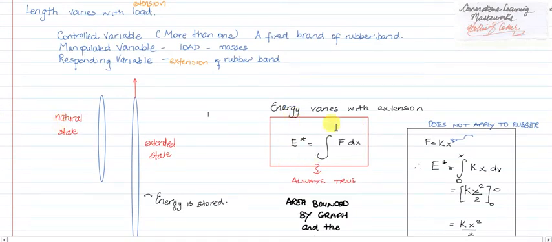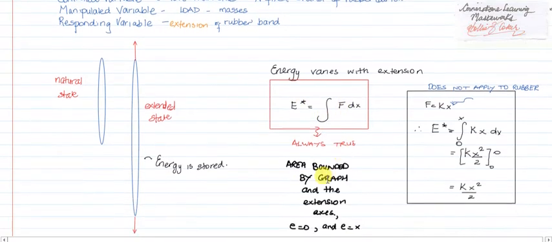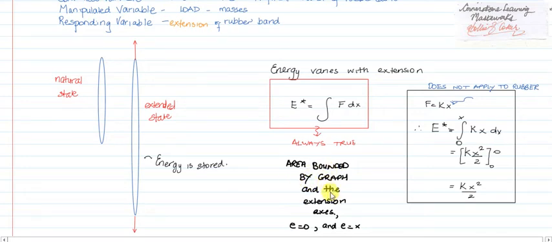Normally, this is the formula we use. Energy stored in any system that's being stretched by deformation is the integral of F dx, always true. So area bounded by the graph and the extension axis, the point where extension is 0 and equal x. Right? This does not apply, Hooke's law. If F is equal to kx, then it would have been equal to this.